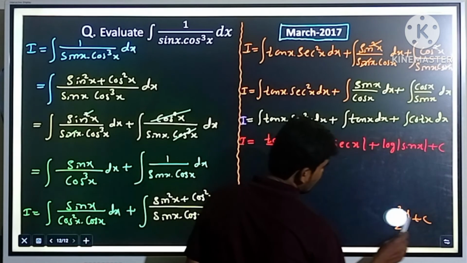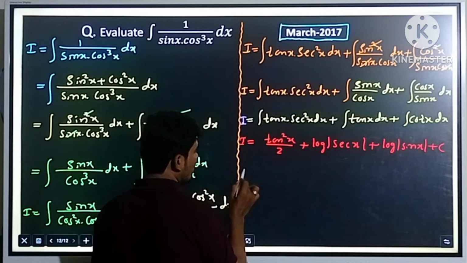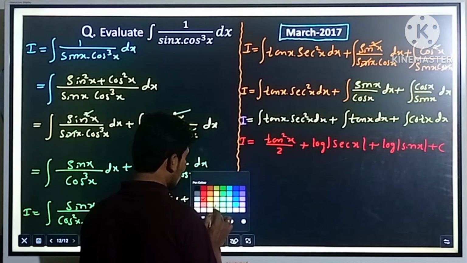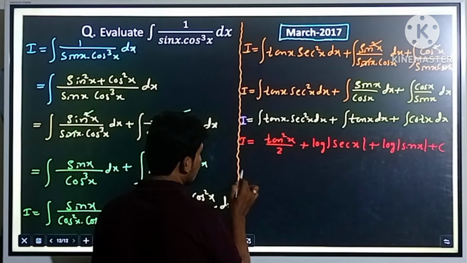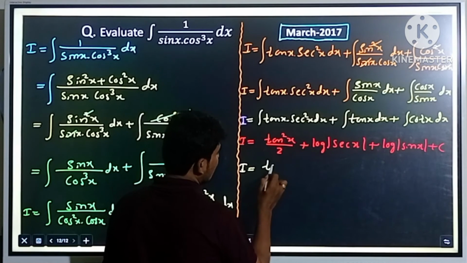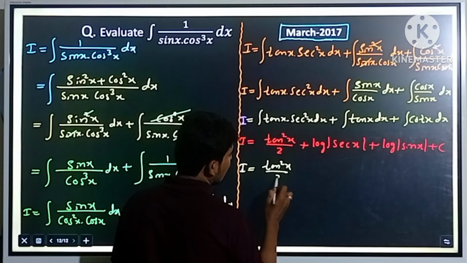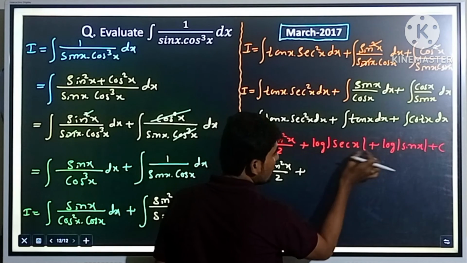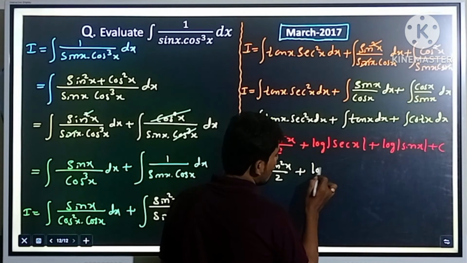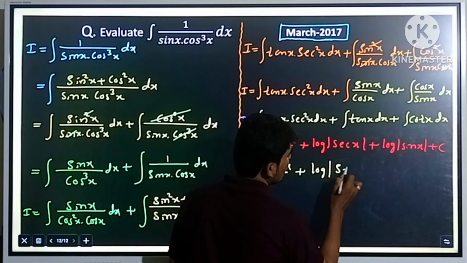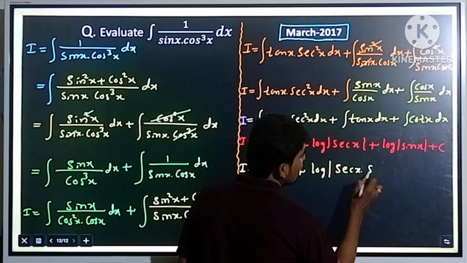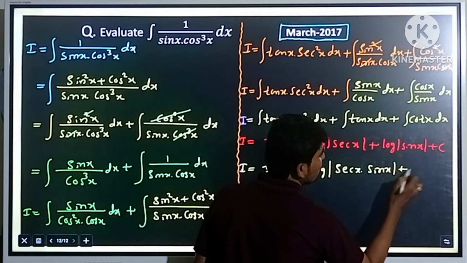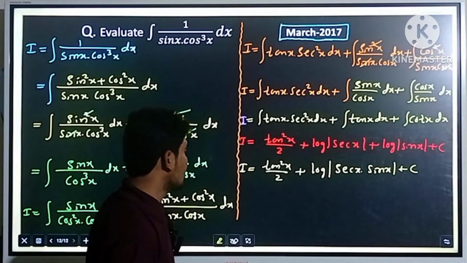Now see here, again here I am going to use one of the properties of log. What is that? I is equals to tan square x divided by 2 plus, log m plus log n can be written as log m into n. So log of secant x into sin x plus c. I hope all of you are understanding.